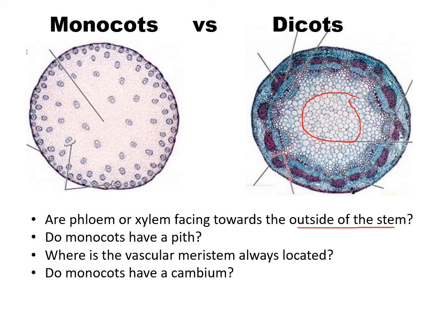Where is the vascular meristem located in these? Well, the meristem is located in each bundle. Each individual bundle has a vascular meristem in a monocot. Whereas in a dicot, it's organized into a ring within the vascular bundles that are beside each other. So do monocots have a cambium, a continuous organized vascular meristem? And the answer is not really.